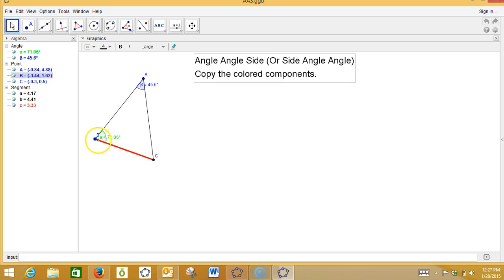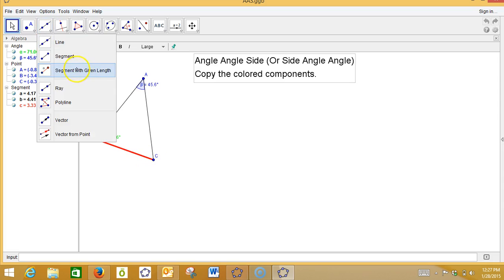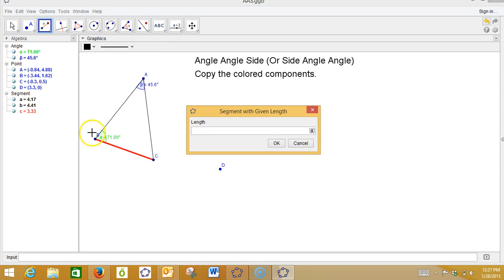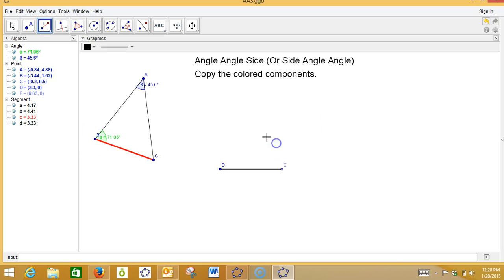Whenever you have a segment to construct, we're going to do that with the segment with given length tool. So I'm just going to create my segment. I'm going to make it the length of BC. I'm going to go ahead and make it red just like the picture so I can keep that in mind, that that's the same length as that.